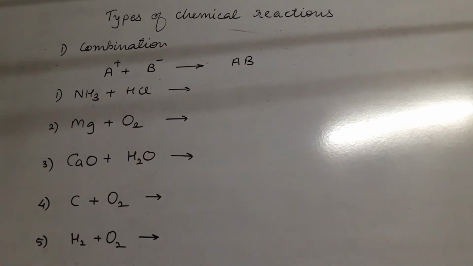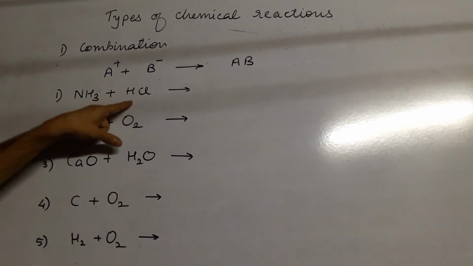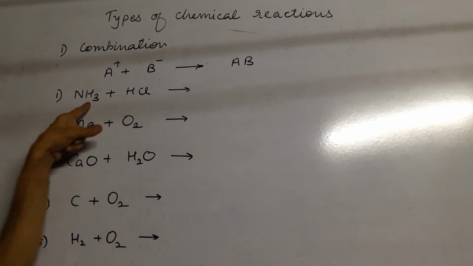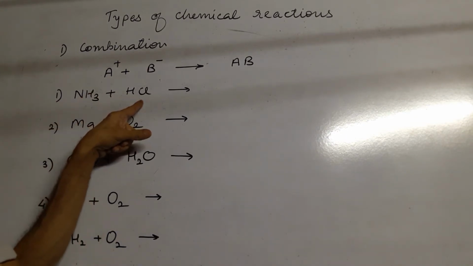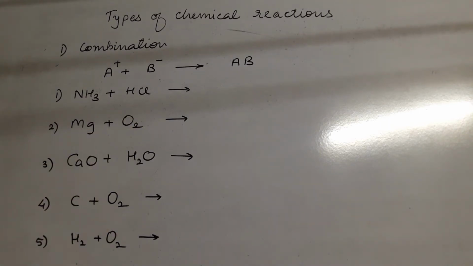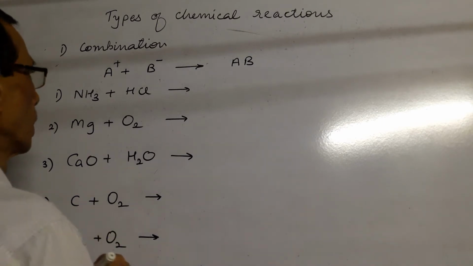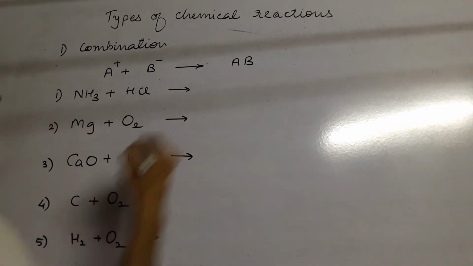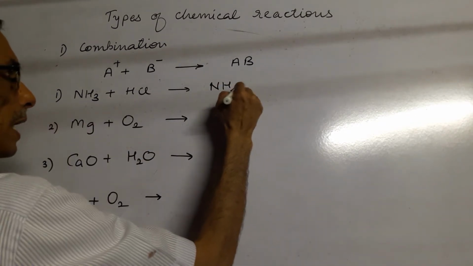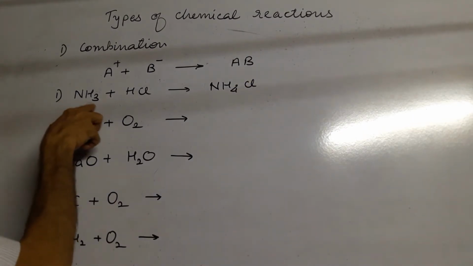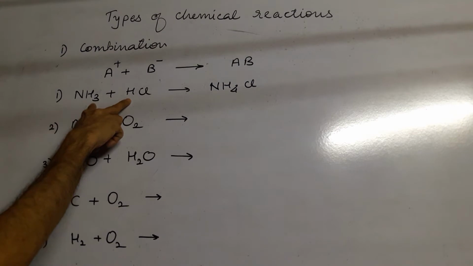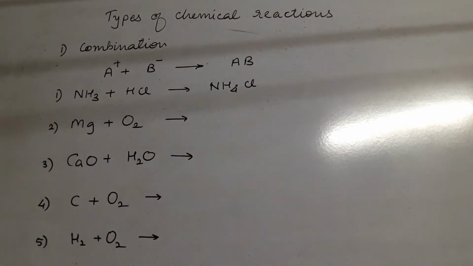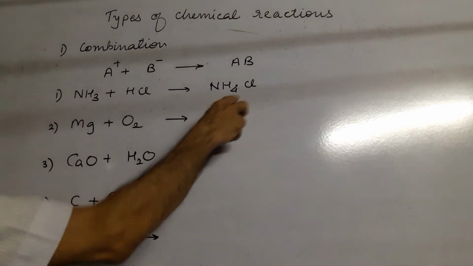For example, let us take one example. Here, ammonia gas and hydrochloric acid. Ammonia is a gas. If you take a glass rod, dip it in hydrochloric acid and put it over a jar containing ammonia gas, you will find white fumes come out, and these white fumes are ammonium chloride. So NH3 plus HCl gives ammonium chloride, NH4Cl. Now see here, NH3 plus H, so total H will be 4, so NH4Cl. So you get one compound and it is called ammonium chloride.